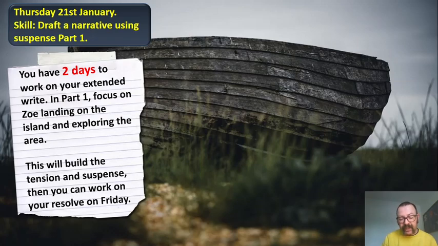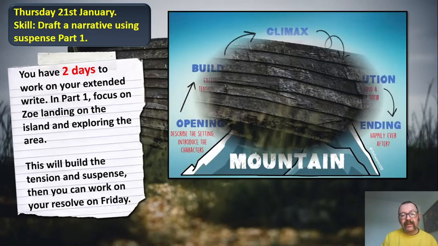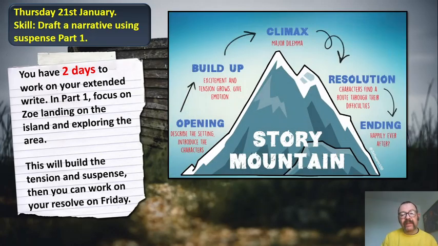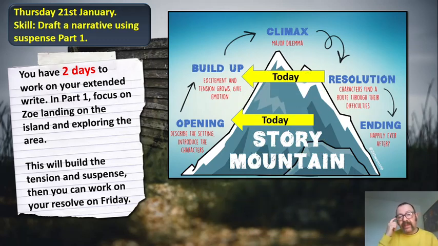Okay. So let's just have a look at something that will help us. Now, we've used story mountains before to create whole stories. We're just literally thinking about our opening. So this will describe the setting and maybe introduce the characters. So you're writing about Zoe in the third person. We want a build up. So this is the excitement and the tension growing, and also build up your characters' emotions as well. How do they feel about this setting?